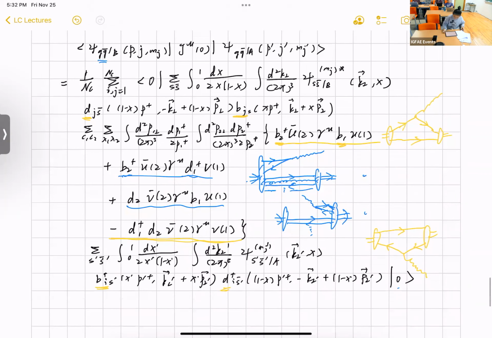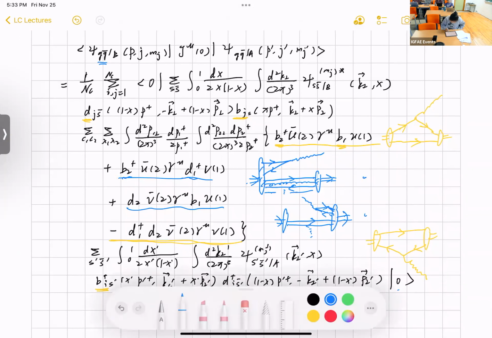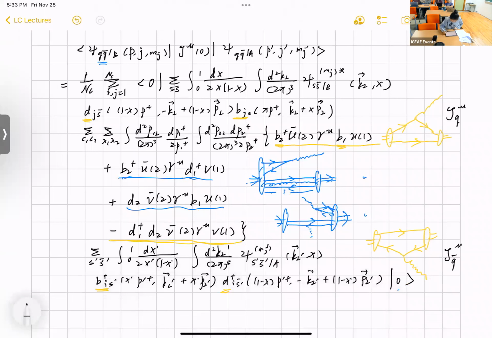Okay, so now we are left with two non-vanishing terms. The first term is where the photon is coupled to the quark line. Let me refer to it as the quark term. And this one, let us call it the antiquark term. Now we can simplify our expression by writing the quark current and the antiquark current separately. So, the quark current.